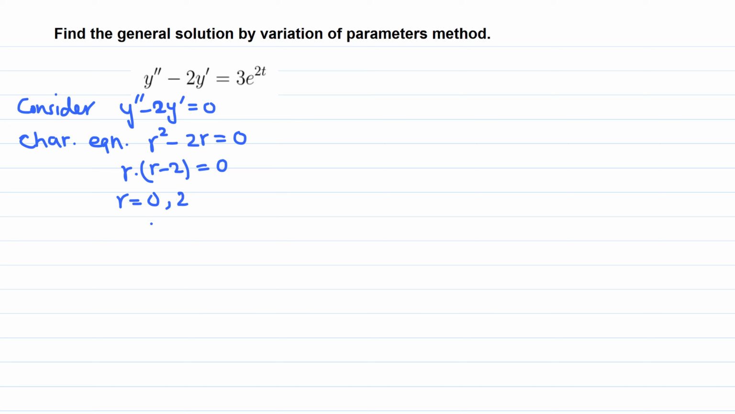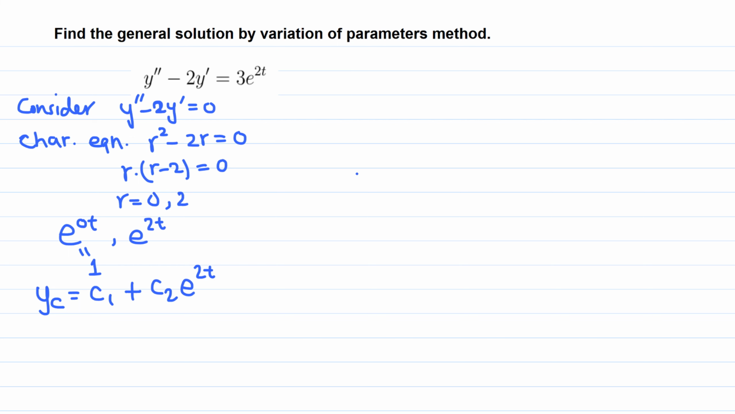So we got two roots, two values of r. Based on these two, the solutions are e raised to 0t and e raised to 2t. E raised to 0t is in fact just e raised to 0, which is 1. 1 and e raised to 2t are two solutions, and the solution we write is a linear combination. That's a complementary solution for the whole thing. If we had only this homogeneous part, then this would be the general solution. So C1 times 1 plus C2 times e raised to 2t.